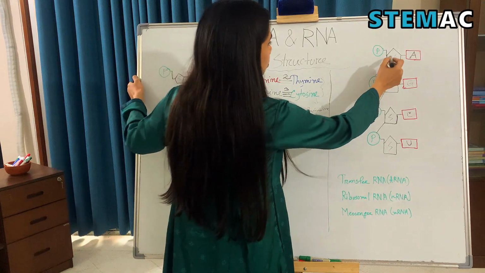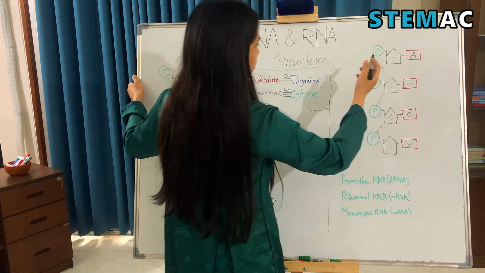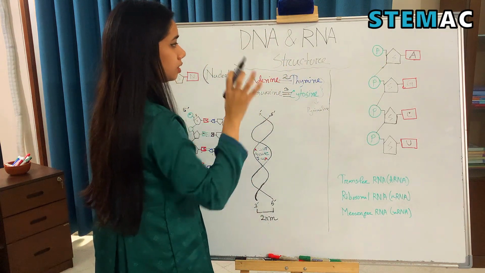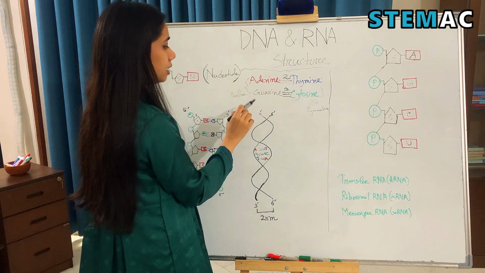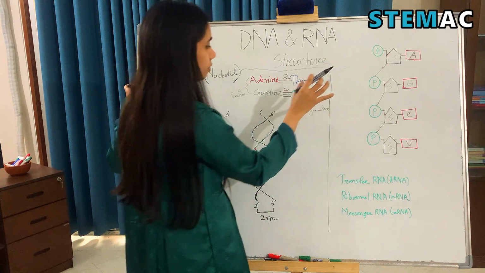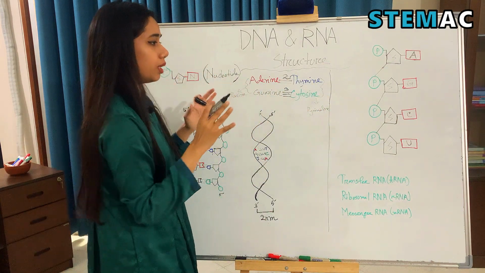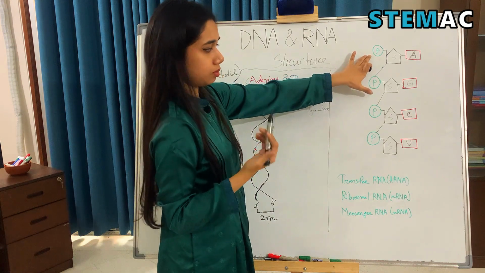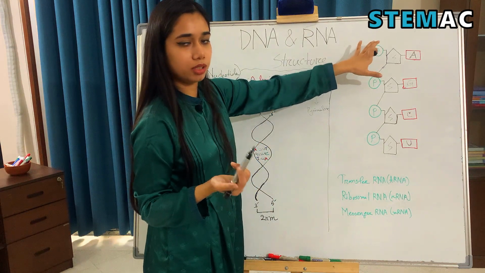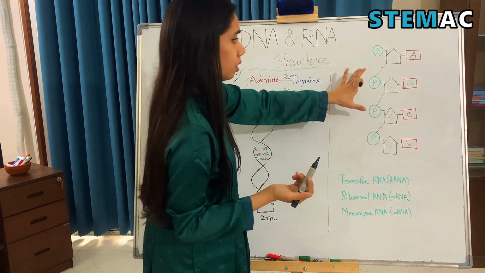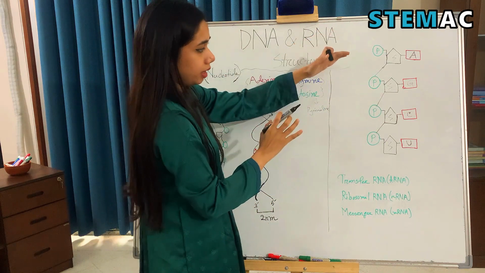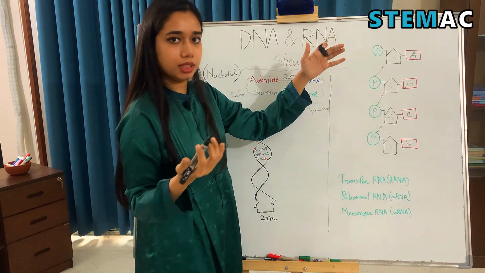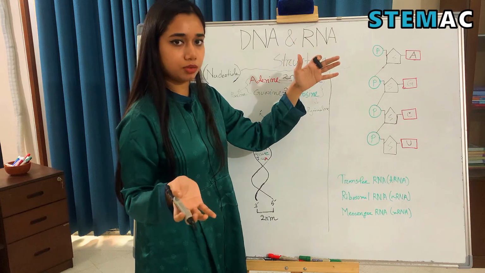In case of RNA, the main difference is that in DNA we require 2 polynucleotide strands, whereas with RNA we just need a single polynucleotide strand, right? Because RNA is also comparatively shorter than the DNA polynucleotide strand.